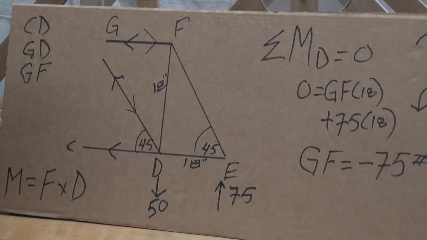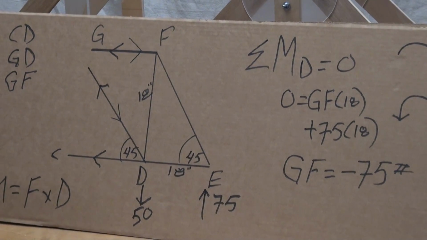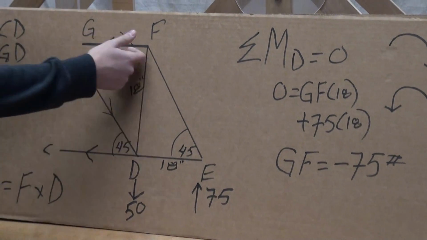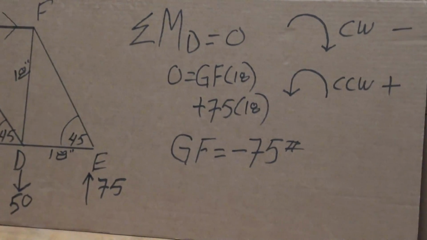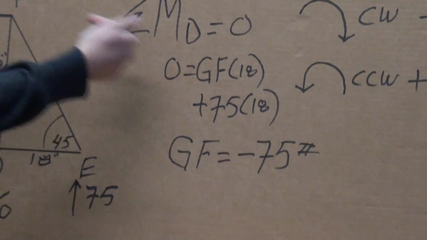Yep. So if the direction of that force is that way, is that clockwise or counterclockwise? That would be counterclockwise, which is positive. Yep. That's how we get GF times 18 inches. Right over here, we assume it's positive because it's counterclockwise.